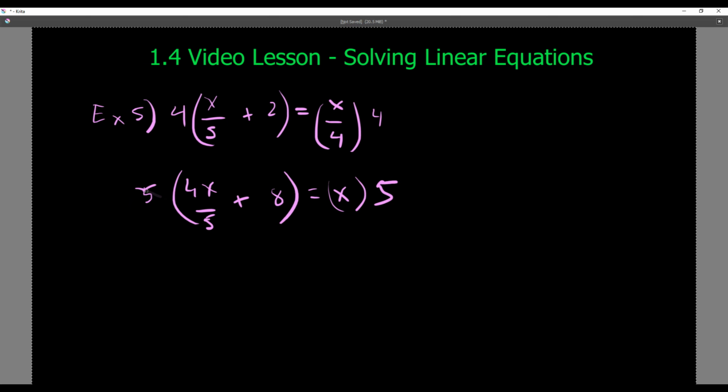So here, the 5 cancels with this 5, I have 4x. And the 5 goes in and multiplies to the 8, I have 40. And over here, I have 5x. And I subtract 4x from both sides. I have 40 is equal to x.